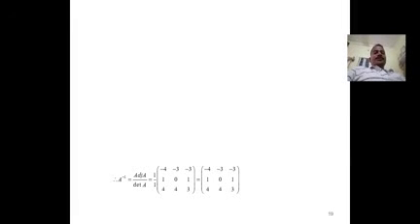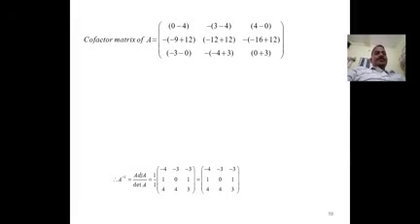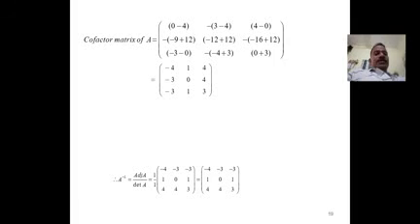Now the next one is to find the cofactor matrix of this matrix. The cofactors are 0 minus 4, minus of 3 minus 4, 4 minus 0, minus of minus 9 plus 12, 12 plus 12, minus of minus 16 plus 12, minus 3 minus 0, minus of minus 3 minus 4, 3 0 plus 3. Now the cofactor matrix is minus 4, 1, 4; minus 3, 0, 4; minus 3, 1, 3.